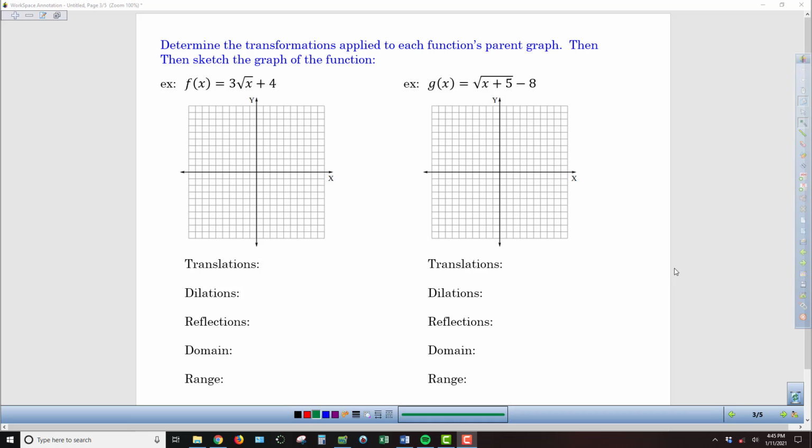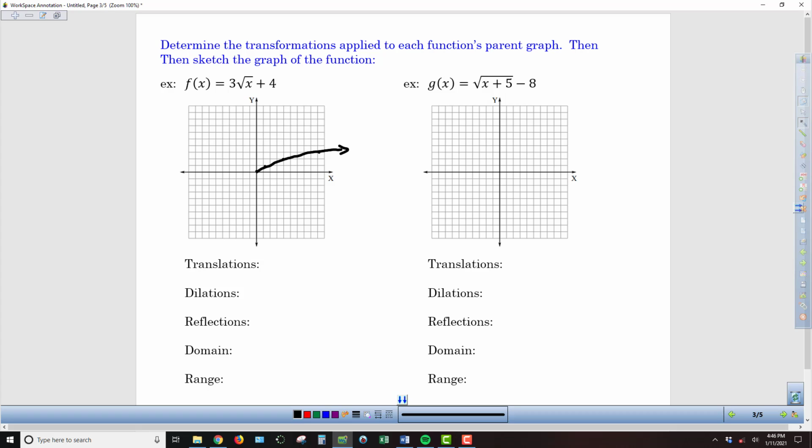So here we'll take a look at a few square root graphs that have some transformations being applied to the parent function square root of x. I'm going to start off by drawing in the parent function. So remember, it starts at the origin, and then we have that numerical pattern. Over 1, up 1, over 4, up 2, over 9, up 3. So that's what the graph looks like with no transformations.